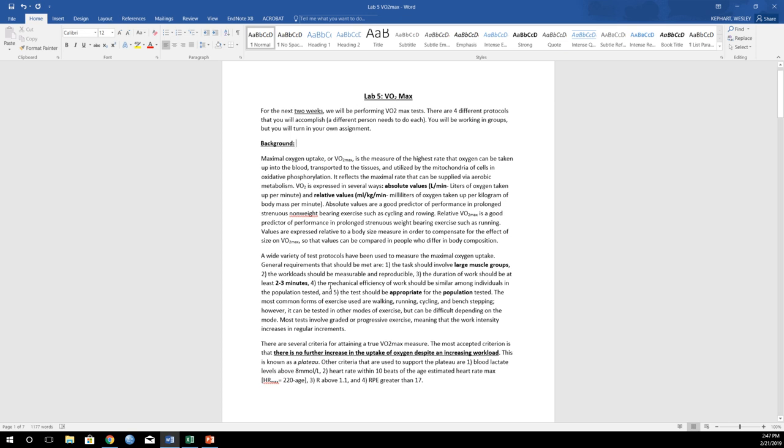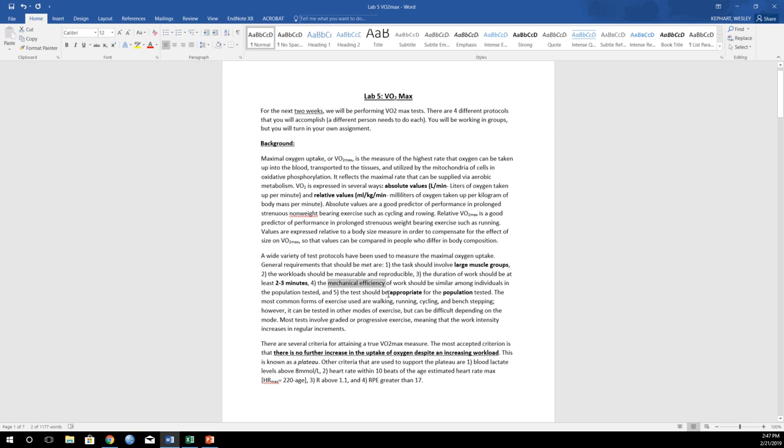And also, we're just going to assume that everyone's mechanical efficiency is approximately the same. Now, if we had a really trained runner, then all of these protocols might overpredict what their VO2 max is. But we'll just assume that everyone's mechanical efficiency is approximately the same, and it typically is.